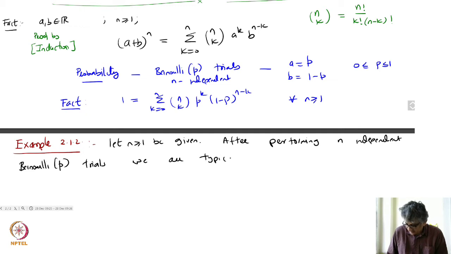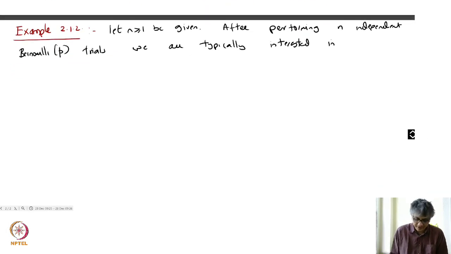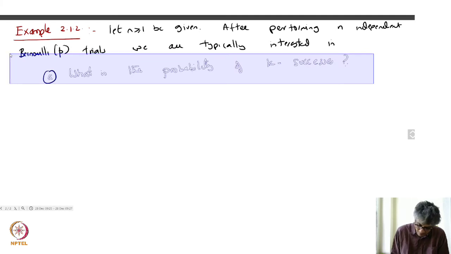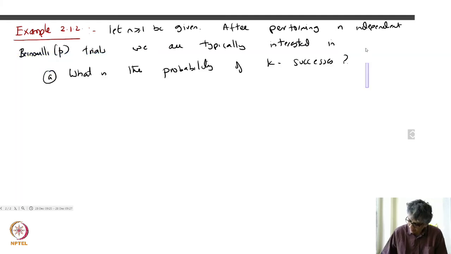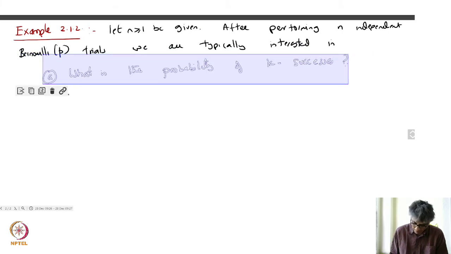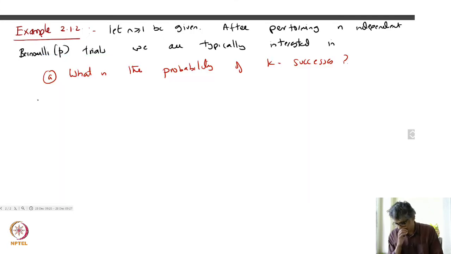After performing n independent Bernoulli trials, we are typically interested in the following questions. Like in the previous example, I performed it twice. So what are the questions we're interested in? One question is, what is the probability of k successes? Let me mark the question in a different color. I'll mark it in red. So that's the first question I'm interested in.